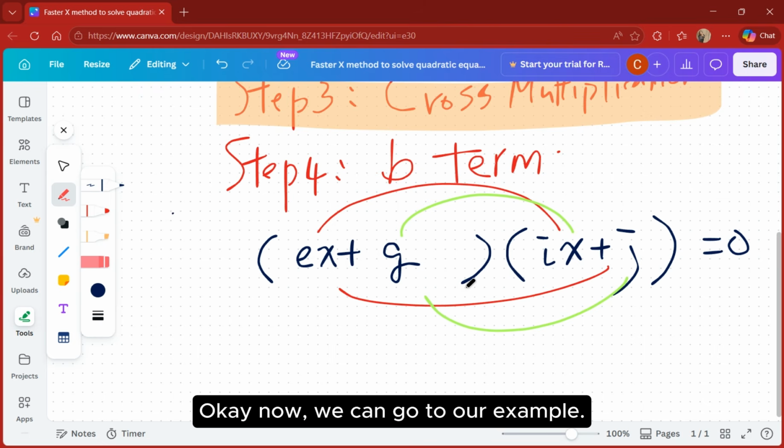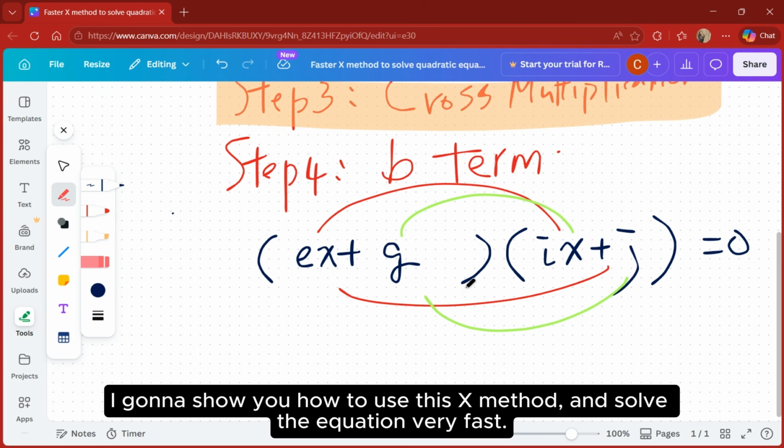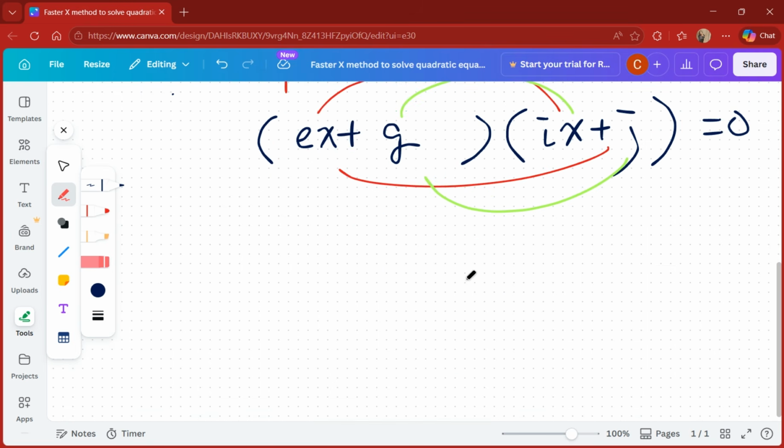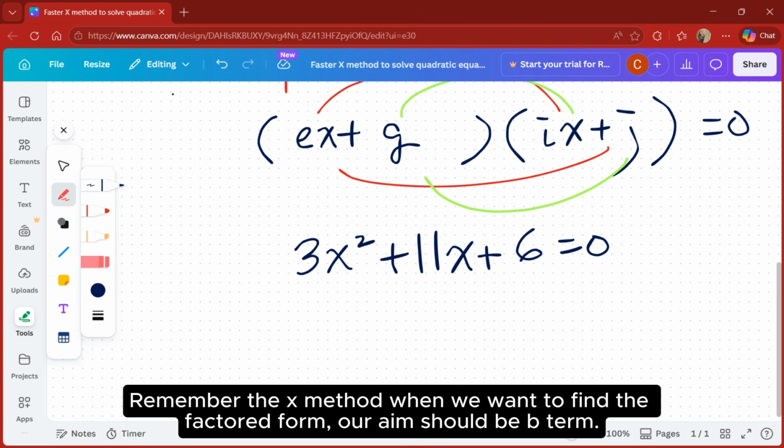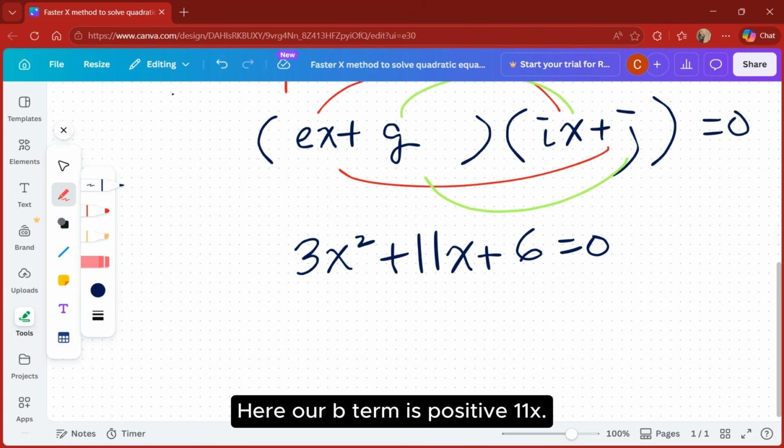Okay, now we can go to our example and I'm gonna show you how to use this X method and solve the equation very fast. This is 3x squared plus 11x plus 6 equal to 0. Remember the X method, when we want to find the factor form, the sum should match the b term. Here our b term is positive 11x. So first step, we have to factor the a term.